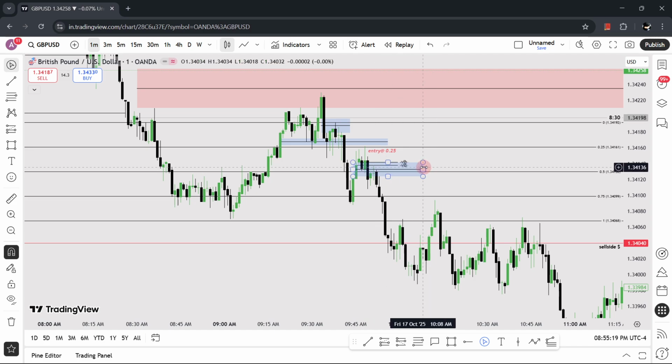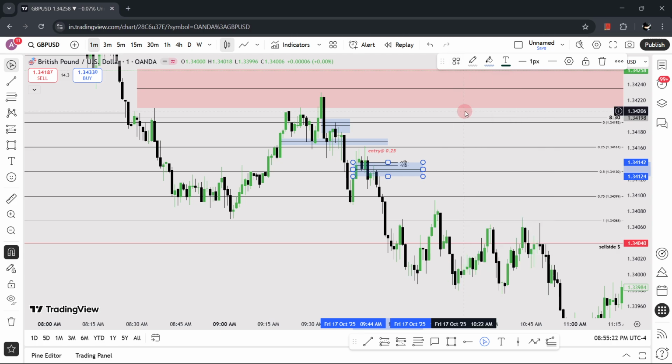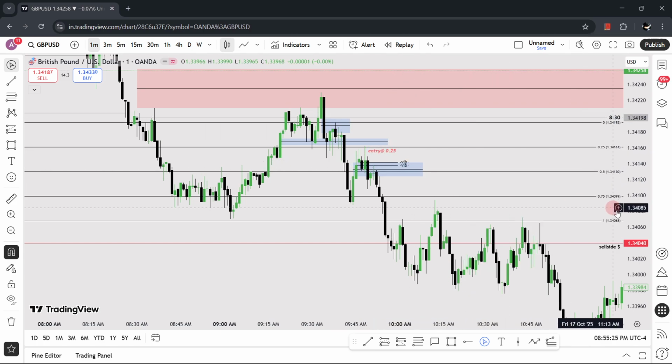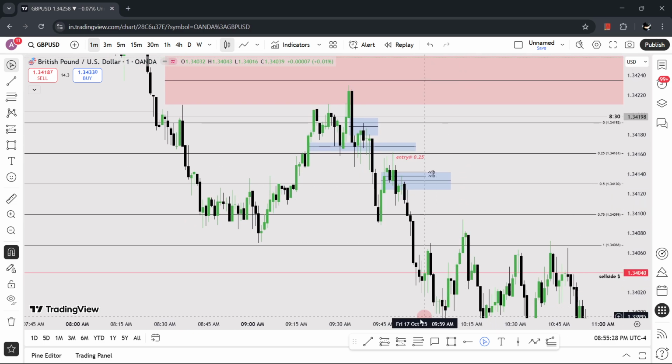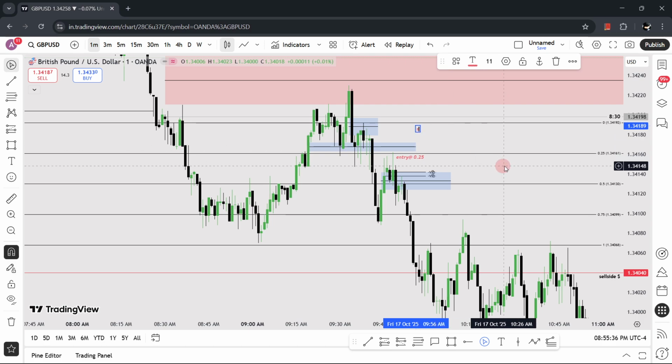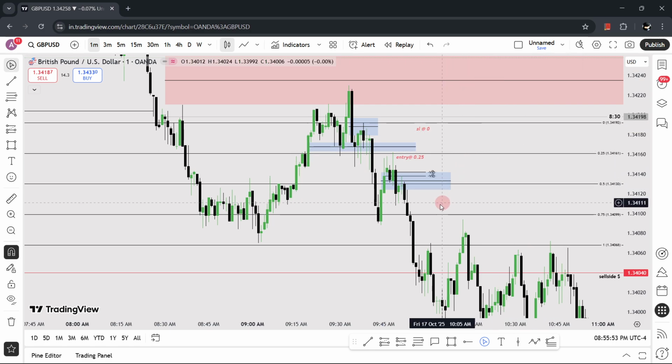Partials, or I'll just remove this one. Yes, well, at zero level. Targeting the sell side, you can just see that. Entry at the 0.25 level, sell at the 0 level.